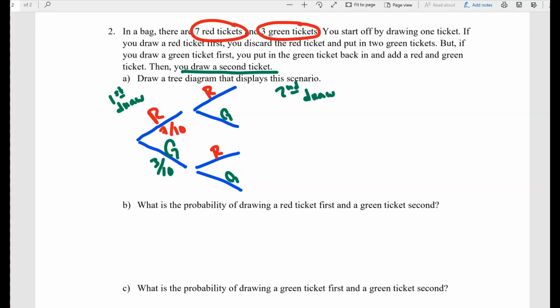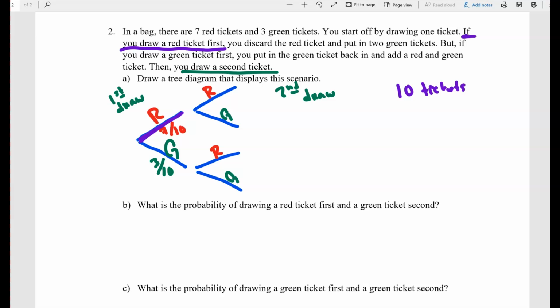So let's start off with this branch first. Let's say I get a red ticket first. If you draw a red ticket first, you discard the red ticket, so we have 1 less. How many do we have? We have 6 of them. And you put in 2 green tickets. In the beginning, we had 10 tickets.